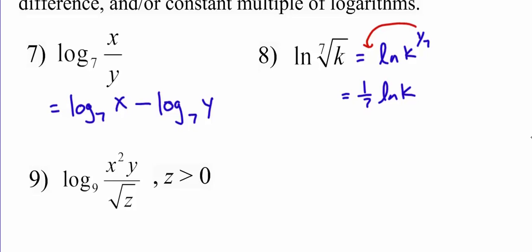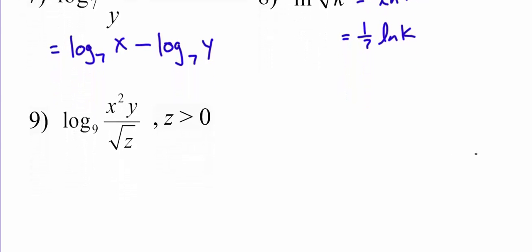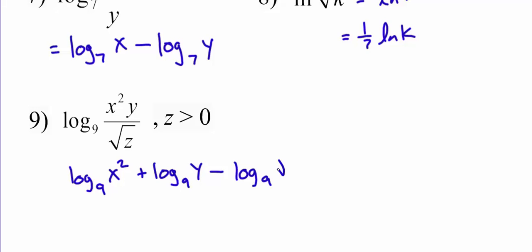All right, and then one more expansion problem. I'm going to do this one step at a time, and then we'll do a little more simplification after that. But we have two terms that are being multiplied and one that's divided. So I'm going to break this into 3 parts. Log base 9 of x squared plus log base 9 of y. And then we have that square root of z in the denominator. So that's minus log base 9 of the square root of z.